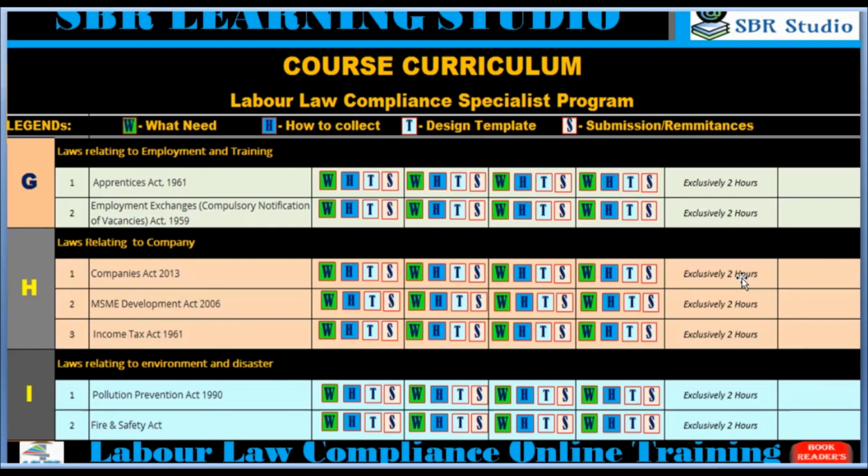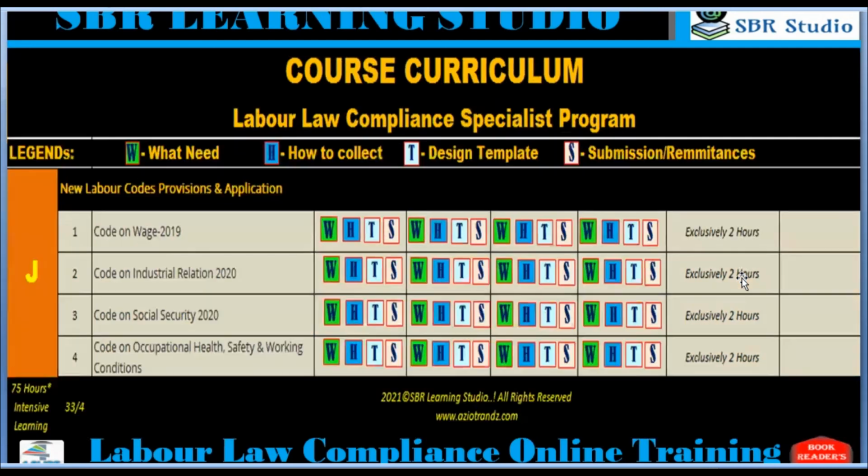LLC Mastery Program. And then the law related to the environment and disaster will be covered in a separate module. And then finally, module number 10 is related to the four new codes, so that thoroughly and practically, their application and provisions will be developed and practically learned before they are implemented. Finally, it is assured that the 70-hour plus practical intensive learning and the 33 plus 4 new codes will be practically learned by the participants.